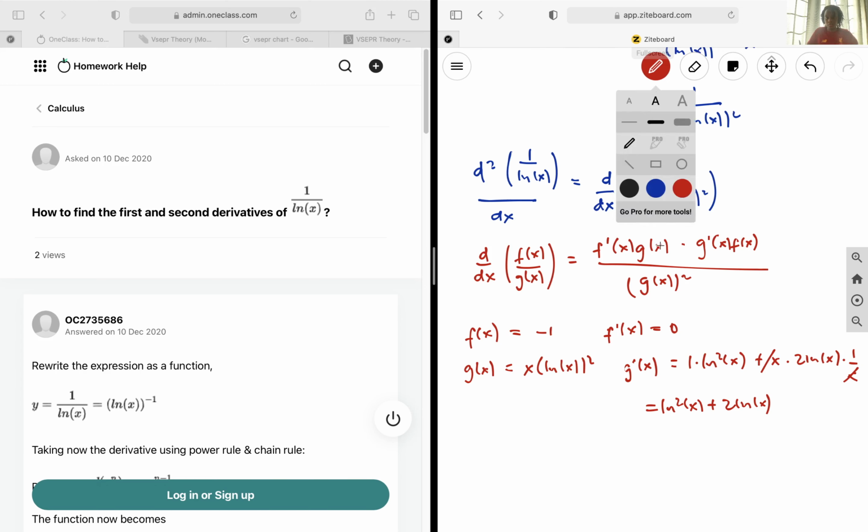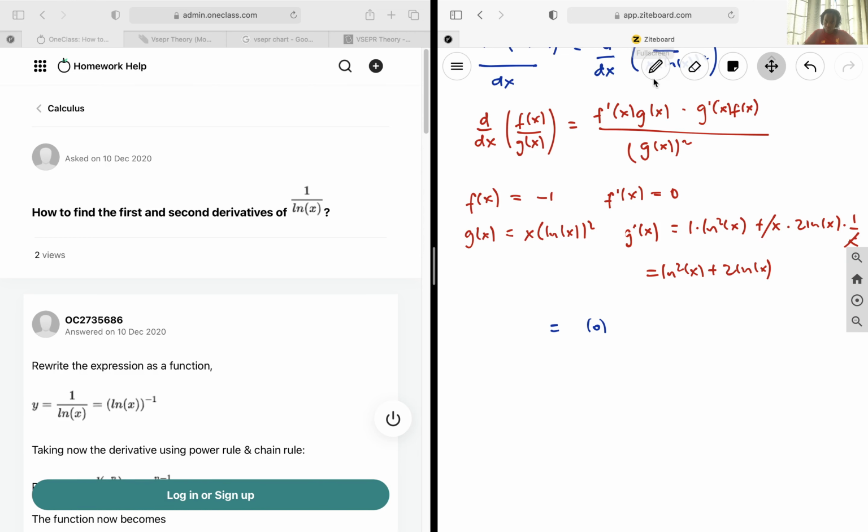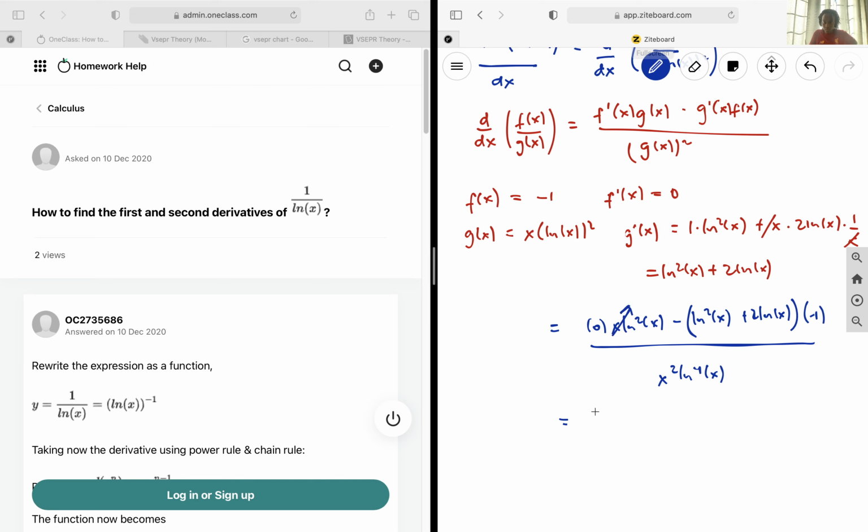We're going to put that all back into the quotient rule, and we will get 0 multiplied by g of x, so x ln squared x, minus ln squared x plus 2 ln x, all multiplied by f of x itself, so minus 1, and then all over g of x squared, so x squared ln to the power of 4 x. This will become 0, minus 1 times minus 1 is positive, so this becomes ln squared x plus 2 ln x over x squared ln to the power of 4 x. We can cancel out one of the ln's, and we would get ln x plus 2 over x squared ln cubed x.